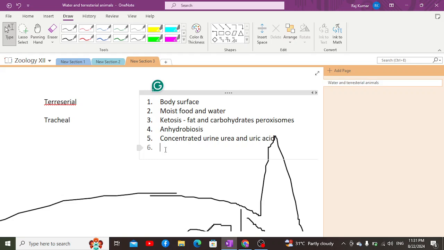So these were the points, apart from which terrestrial insects have the tracheal system, through which they have the capability to extract water vapors from the air. These water vapors help them maintain water inside the body. And apart from that, they have anhydrobiosis, ketosis, moist food and water, and body surface.